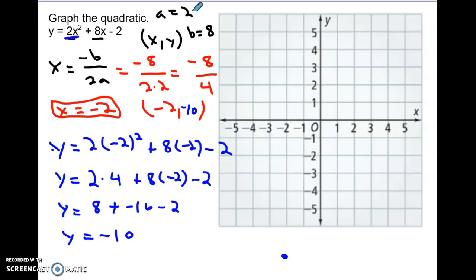But to get a few other points, we can use our y-intercept, which is the number right on the end. So this negative 2 is where it crosses on the y-axis. Then to get one more point, I'm going to draw in an axis of symmetry, which is just a line that goes through the vertex. It's an x equals line, an up and down line. So that's technically x equals negative 2. That's our axis of symmetry.